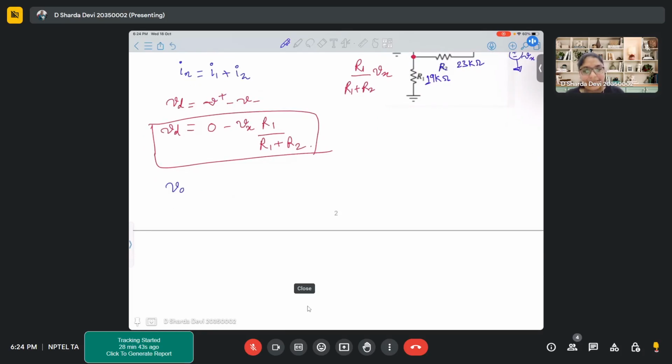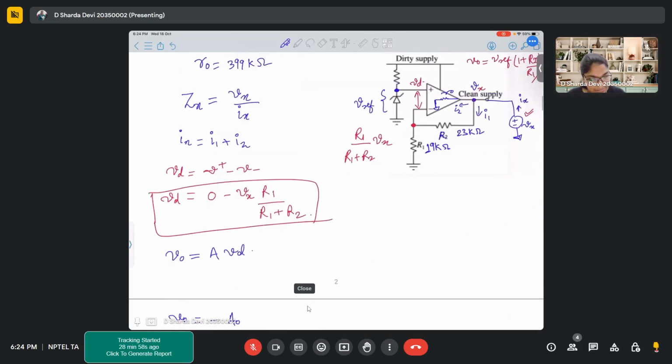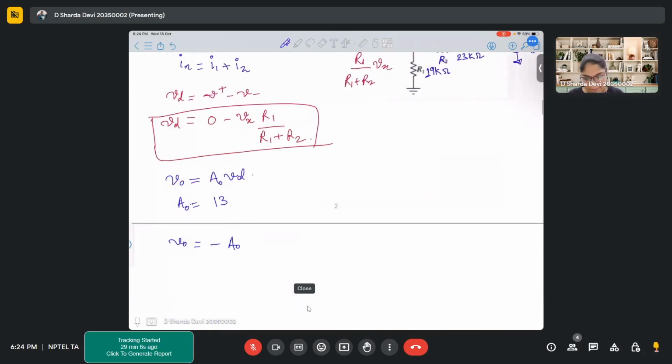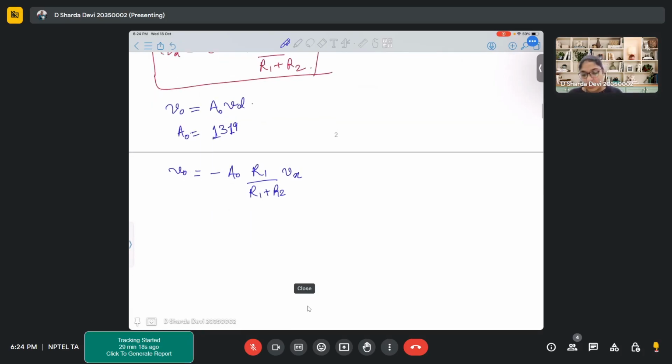We also know that in case of an op amp, V naught is A times Vd, correct? Gain times Vd. So our V naught will be minus A naught, or like A, where A naught is already given, which was 1319, yes, 1319, right? Volt by volt. So minus A naught R1 upon R1 plus R2 into Vx.